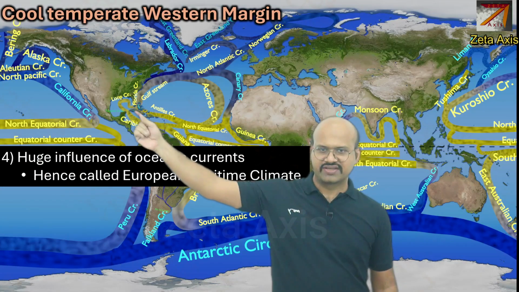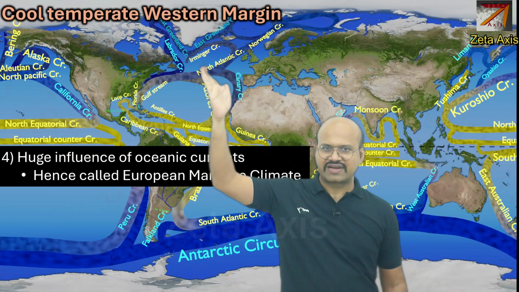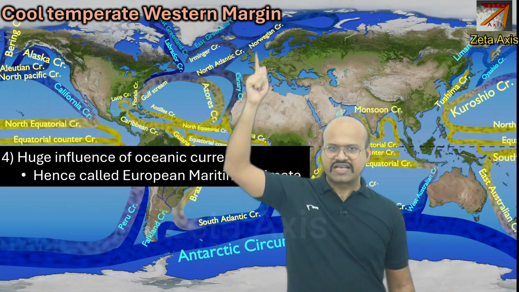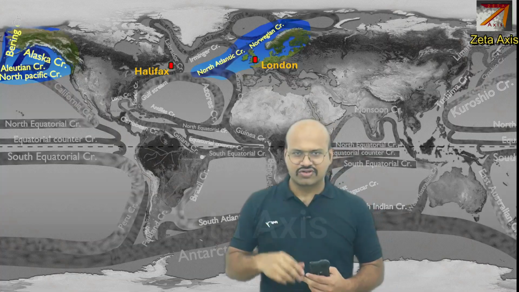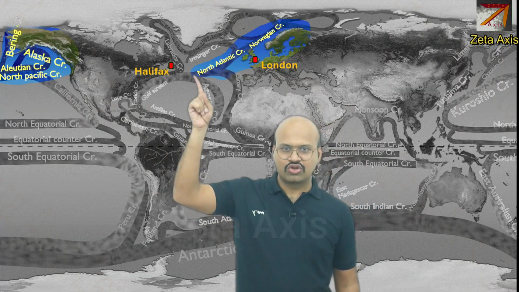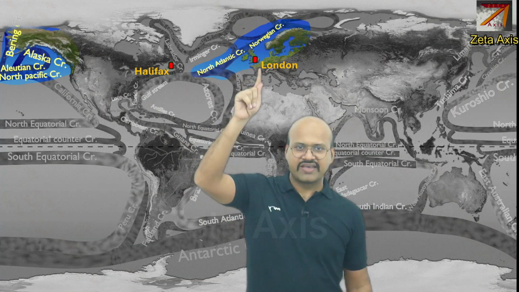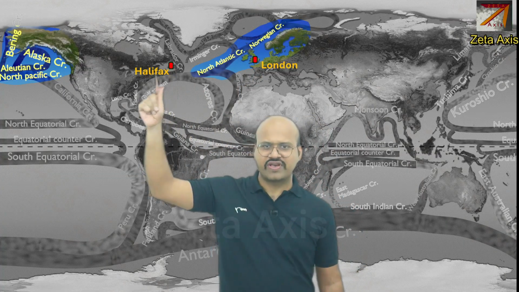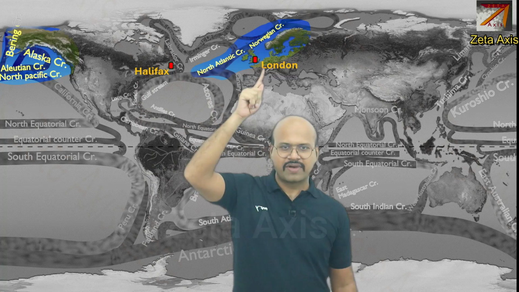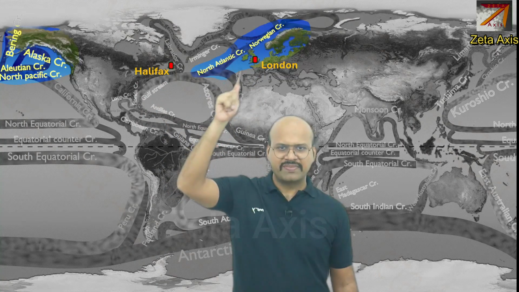the equatorial region. It is bringing equatorial waters right up till the British as well as Norwegian regions. Now, if you focus on this region, we can see this is the North Atlantic current. And here is London. At the same latitude, in fact, slightly south, we have Halifax. Both of them are located at almost same latitude.